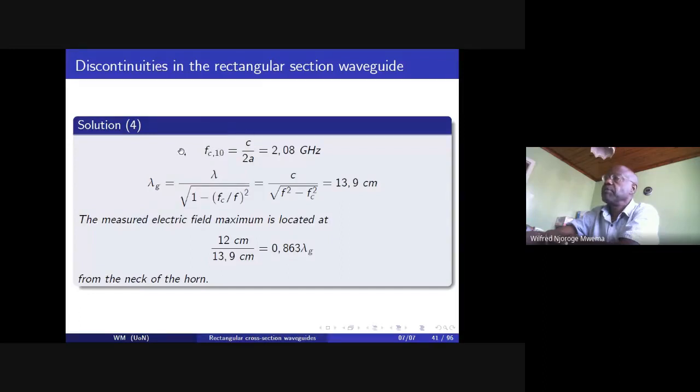So again, the dominant mode cutoff frequency is computed, and we show it to be 2.08 gigahertz. The guide wavelength is given by the wavelength in free space divided by the frequency correction factor, or dispersion. We get a value of 13.9 centimeters. The measured electric field maximum is located at 12 centimeters over 13.9 centimeters, that is about 0.863 multiplied by the guide wavelength. And therefore, when you deal with it this way, we can now use the Smith chart to get the values that we are being asked to get. So it's that from the neck of the horn.